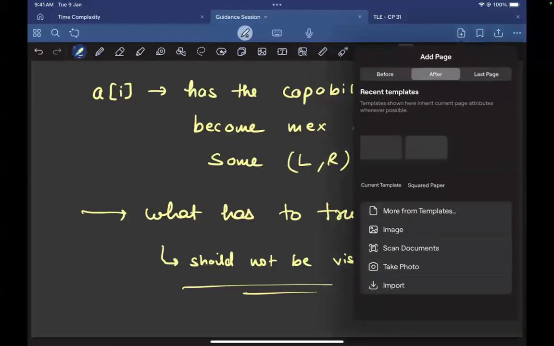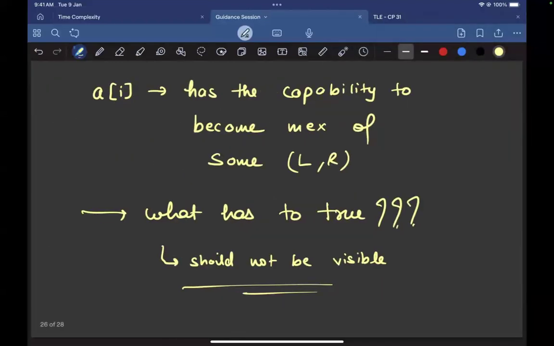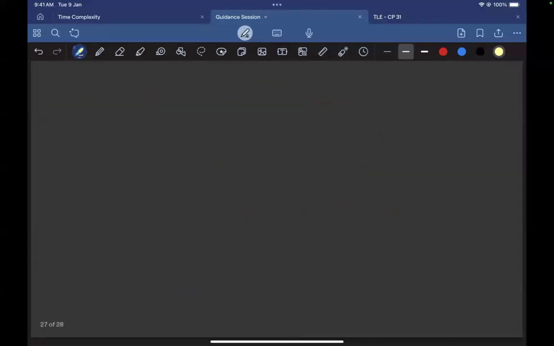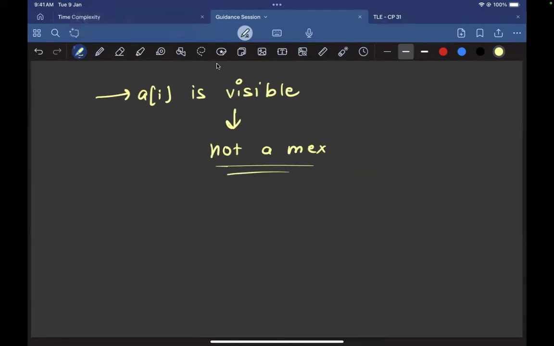But added to that part, I'll pop the question a little bit more. Let's say that number is visible in the array. If the number AI is visible in the array, then of course that number is not a max. Can you make that number a max? Of course you cannot. But then there's one more condition added to that. Think very carefully. Now you know that this number cannot be a max because it is visible.